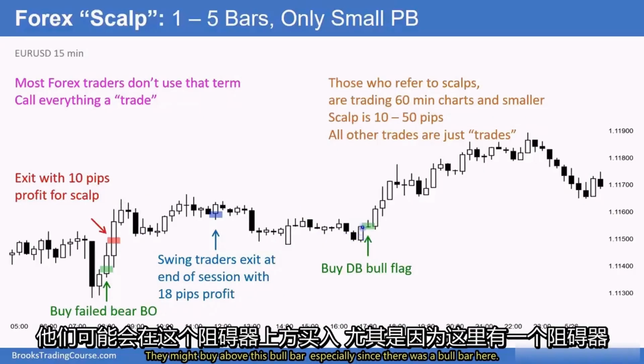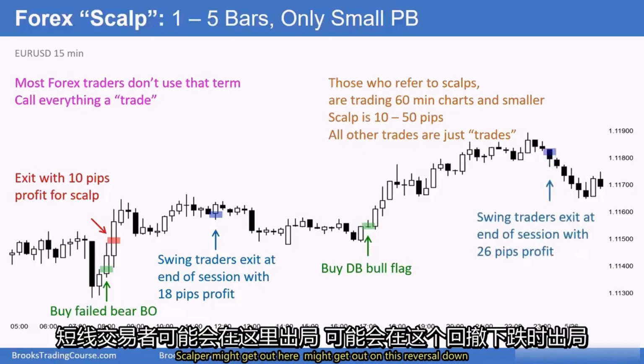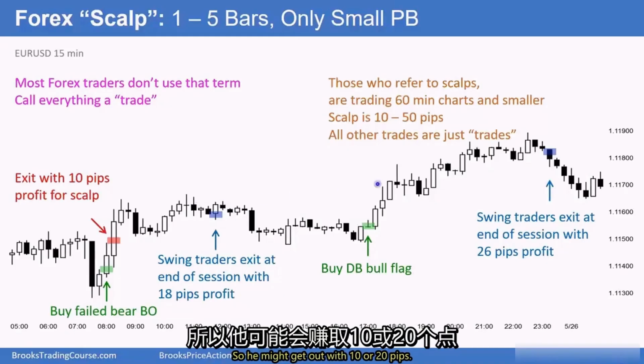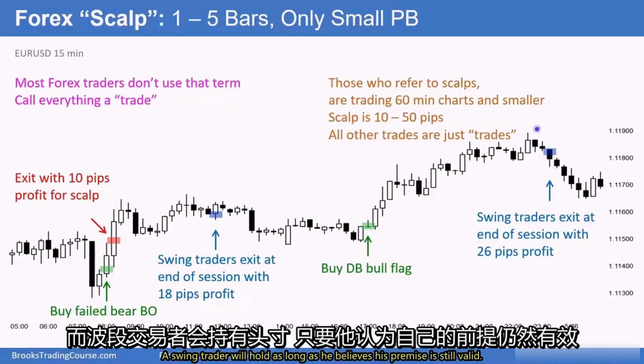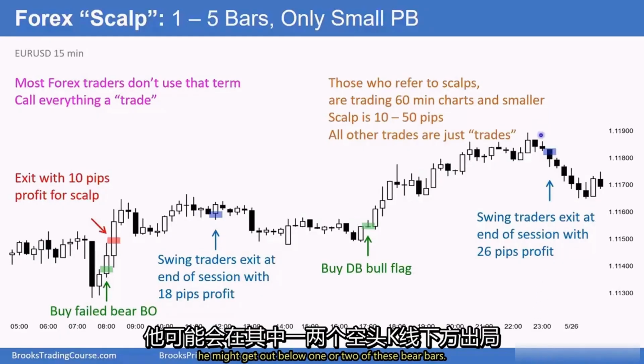They might buy above this bull bar, especially since there was a bull bar here. So they're buying a double bottom bull flag. A scalper might get out here, might get out on this reversal down, a failed breakout above this high. And so he might get out with 10 or 20 pips. A swing trader will hold as long as he believes his premise is still valid. And here, the end of the Asia session, he might get out below 1 or 2 of these bear bars.